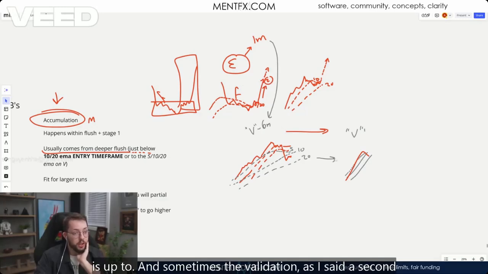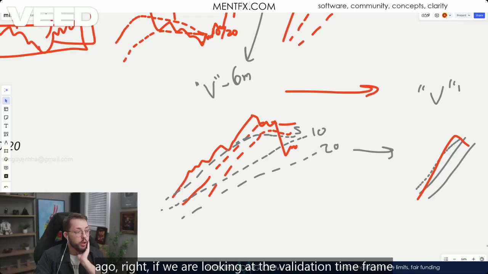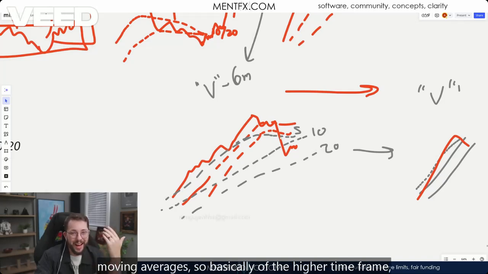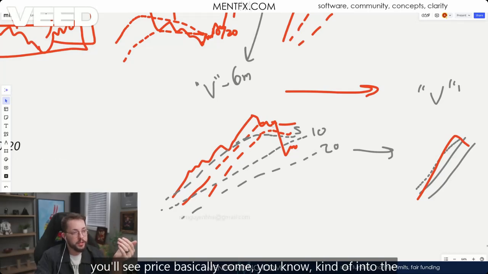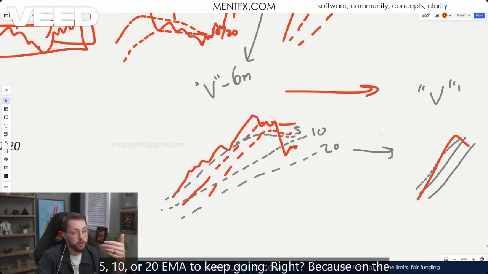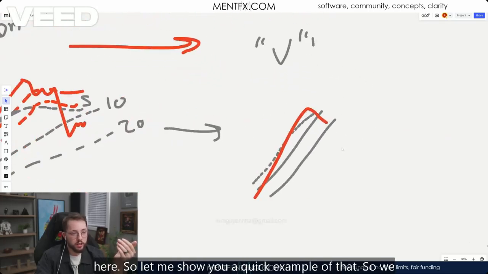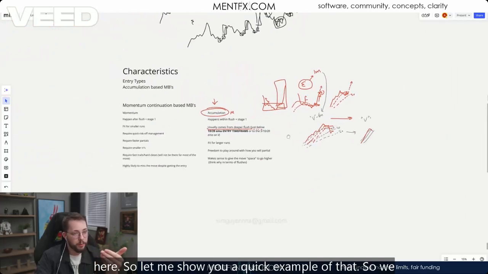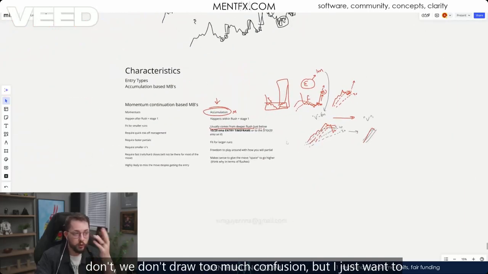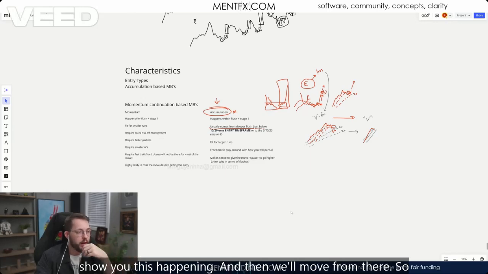And sometimes the validation, as I said a second ago, if we are looking at the validation time frame moving averages, so basically of the higher time frame, you'll see price come into the 5, 10, or 20 to keep going, because on the validation time frame, what's happening is this right here. So let me show you a quick example of that so we don't draw too much confusion, but I just want to show you this happening, and then we'll move from there.